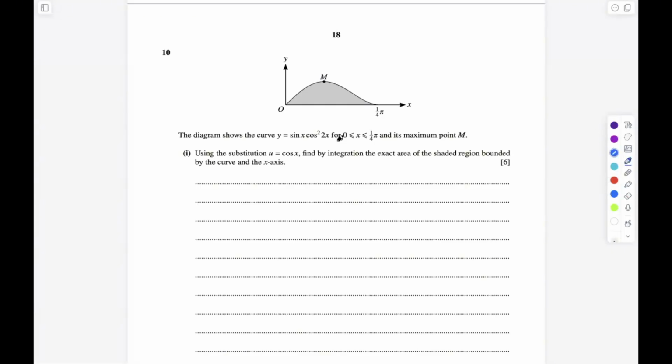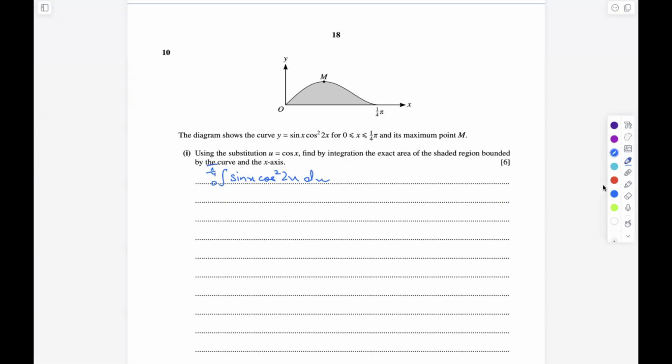In question 10, the diagram shows the curve y equals sin x cos squared 2x and its maximum point M. In part 1, using the substitution u equals cos x, we have to find the exact area of the shaded region bounded by the curve and the x-axis. To find the area, we have to integrate the given equation, sin x cos squared 2x dx, with limits pi upon 4 and 0.